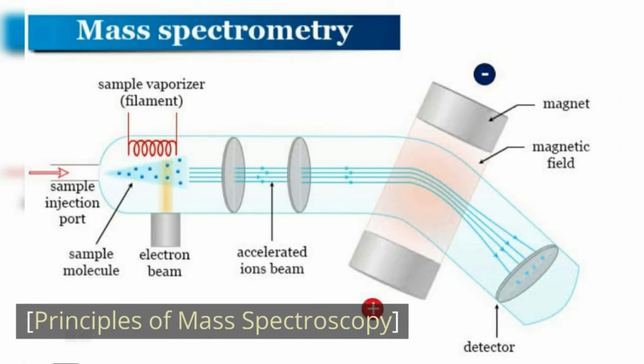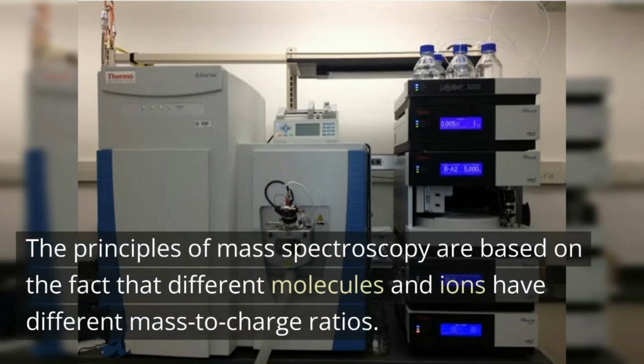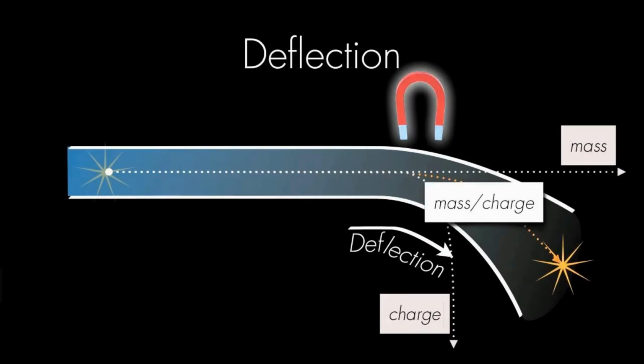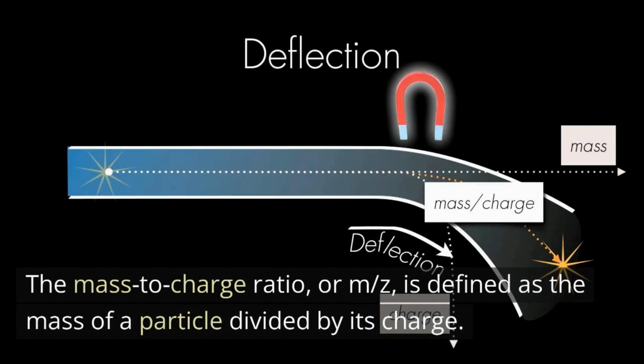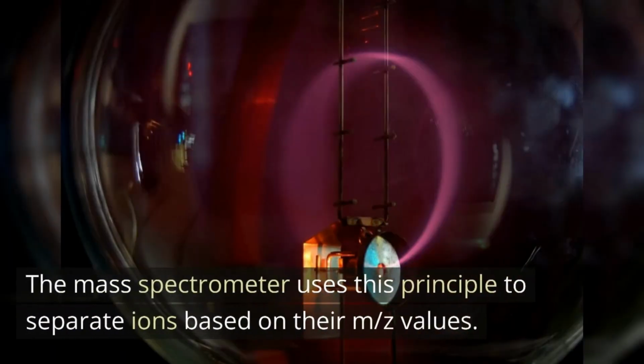Principles of mass spectroscopy. The principles of mass spectroscopy are based on the fact that different molecules and ions have different mass-to-charge ratios. The mass-to-charge ratio, or m/z, is defined as the mass of a particle divided by its charge. The mass spectrometer uses this principle to separate ions based on their m/z values.